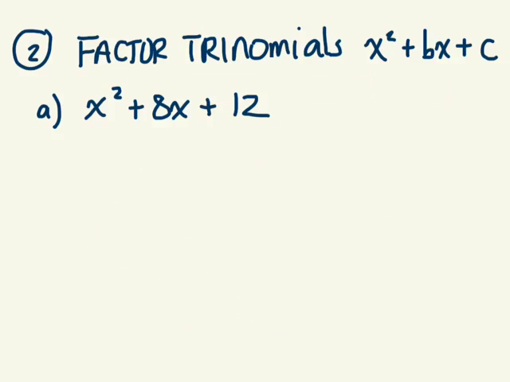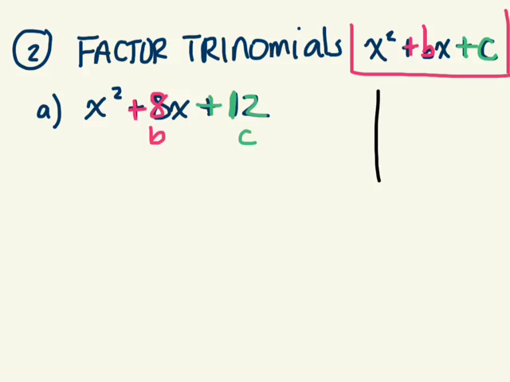That's it. The second type of factoring is if the expression looks like this. It's in the form x squared plus bx plus c. So as an example, x squared plus 8x, this is my b, plus c. What's my c value? Plus 12.